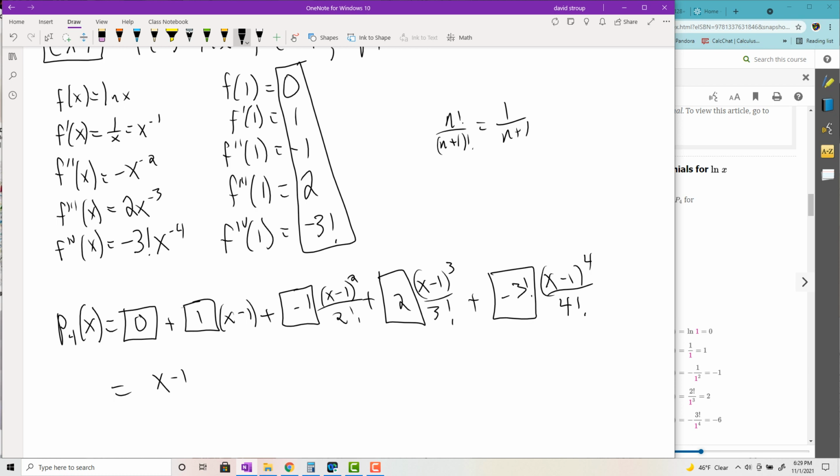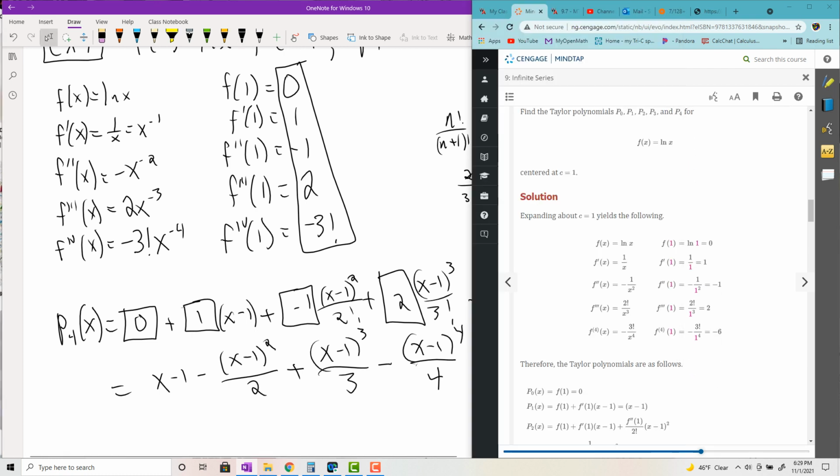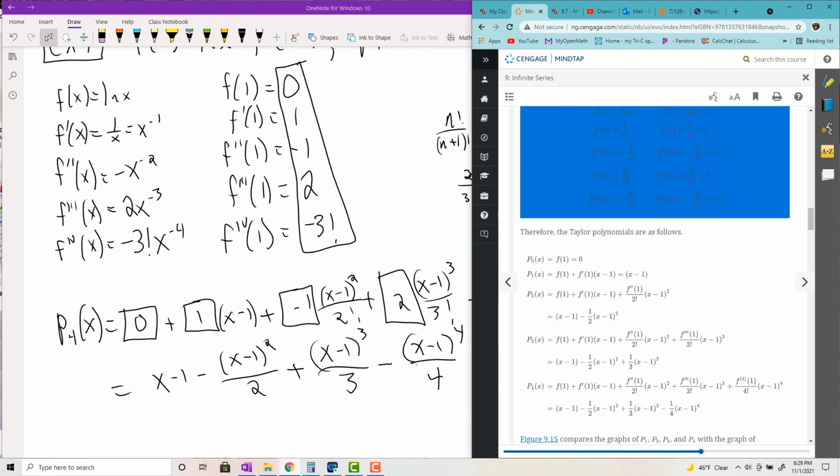So what are we getting? x minus 1 minus x minus 1 squared over 2 plus 2 over 3 factorial is the same as 2 all over 3 times 2 times 1. So that's equal to 1 over 3. So you have x minus 1 cubed all over 3, and then minus 3 factorial over 4 factorial is, as promised, just 1 over 4, right? So it'll be x minus 1 to the 4th over 4. Okay? And that gives us a 4th degree polynomial approximation for ln of x.